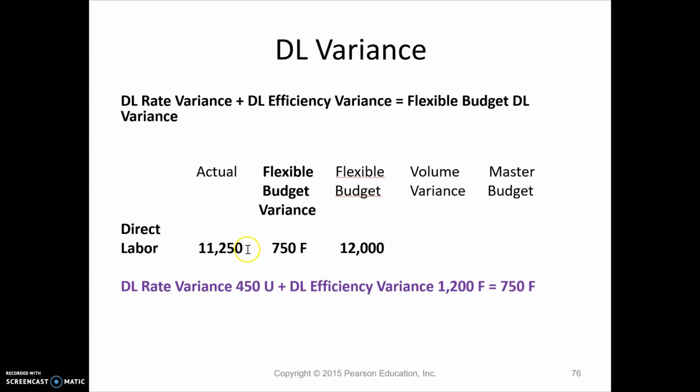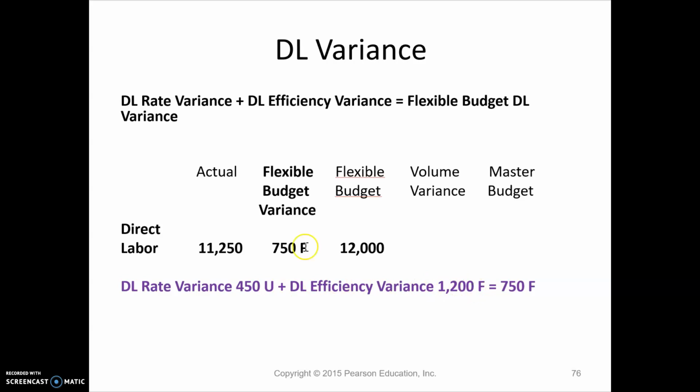So if we look, that 750 favorable variance can be broken down to: our rate variance is 450 unfavorable. Our efficiency variance is 1,200 favorable. So we paid a higher rate, but we used fewer hours. We got it done faster.